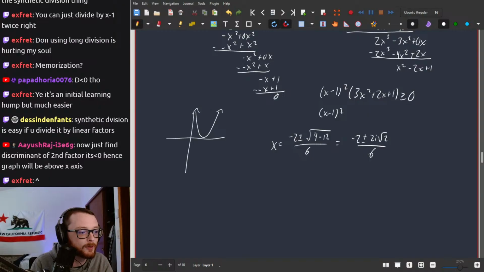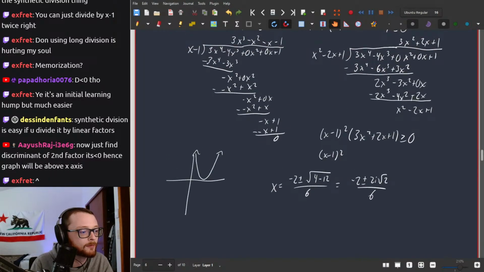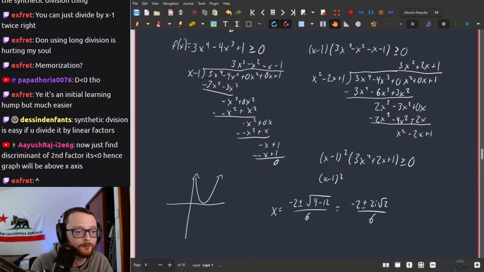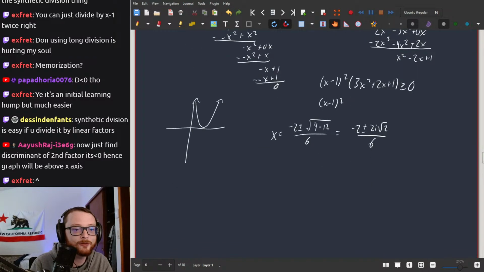So I guess this would be the argument, Aaron. D less than 0? Yeah, that's a quicker way than doing the entire quadratic formula. Okay, Aaron, I hope this argument makes sense. Synthetic division is easier to divide by linear factors. Yeah, I know. It's always weird.